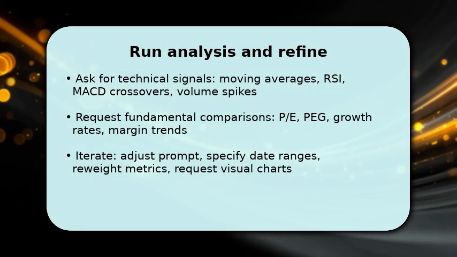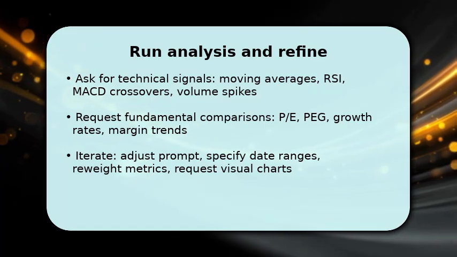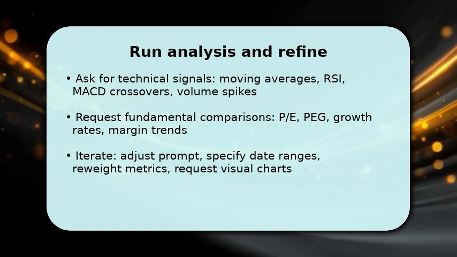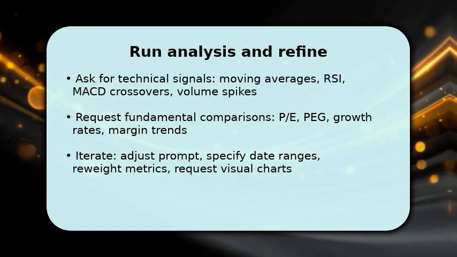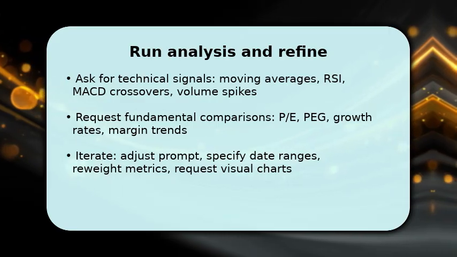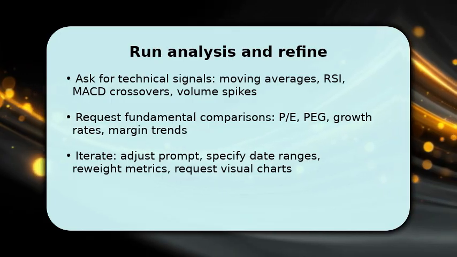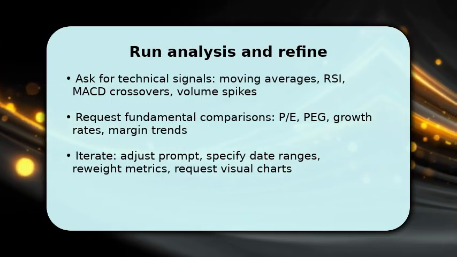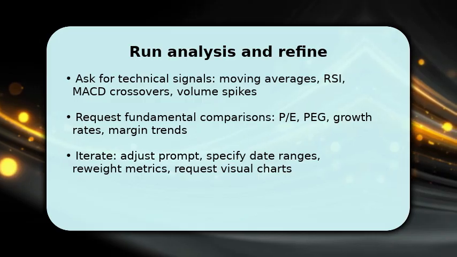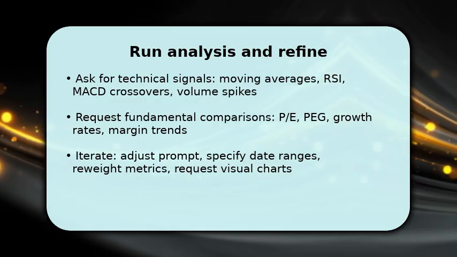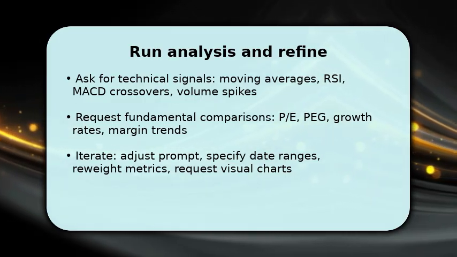Next, instruct Gemini to compute both technical signals and fundamental overlays. Request moving averages like 50/200, RSI thresholds, MACD crossovers, and highlight volume anomalies to catch momentum. Simultaneously ask for P/E, PEG, revenue growth, and margin trends to balance price action with fundamentals.